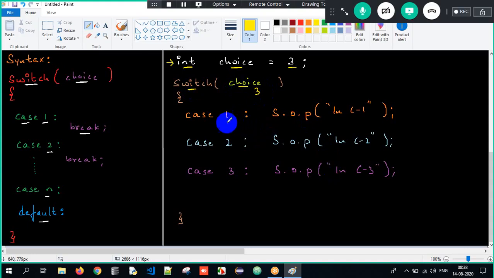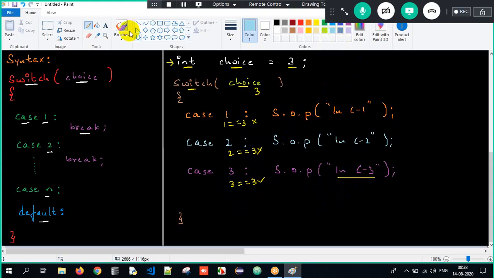Okay. Now I check, is 1 equal to 3? No. It is used for character comparison, I told, right? Is 1 equal to 3? No. Is 2 equal to 3? No. Is 3 equal to 3? Yes, this is true. Therefore, case 3 will get executed. Got the clarity here?